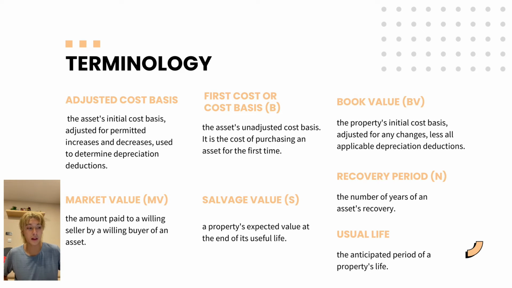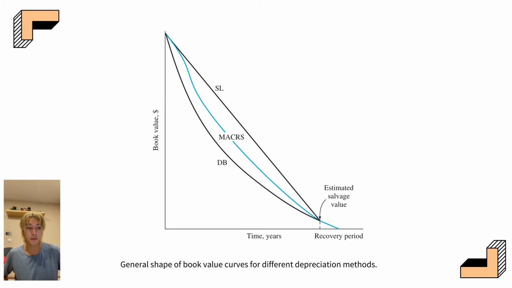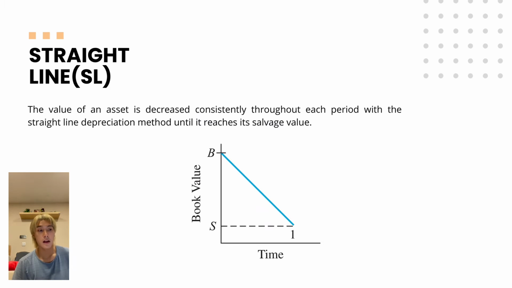D. Market value is the amount paid to a willing seller by a willing buyer of an asset. E. Salvage value is a property's expected value at the end of its useful life. F. Recovery period is the number of years of an asset's recovery. G. Useful life is the anticipated period of a property's life. Our next chapter is Chapter 2 about straight line (SL) depreciation.